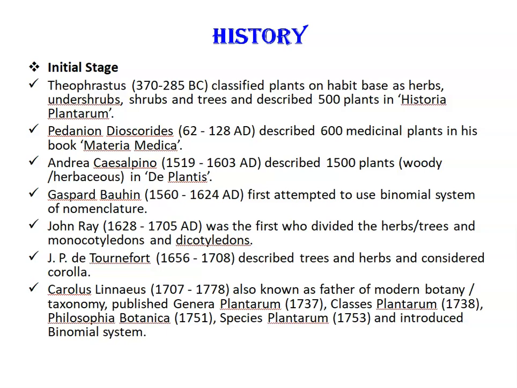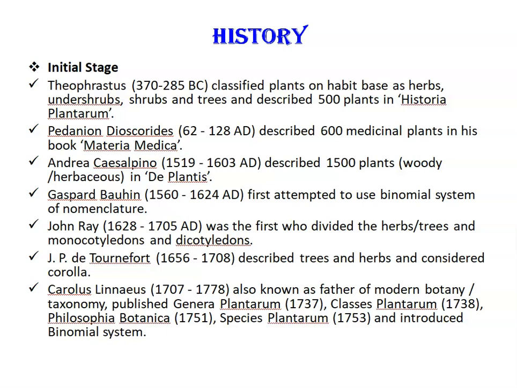Then Pedanius Dioscorides, 62 to 128 AD. He was a physician of Asia. He described 600 medicinal plants, and his book was named Materia Medica in Greek. Then Andrea Cesalpino, 1519 to 1603 AD. He was an Italian physician, and he wrote the book De Plantis in 1583. He described 1500 plants, including woody and herbaceous plants.